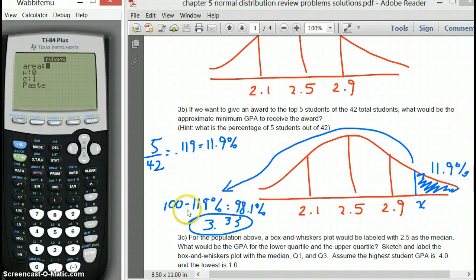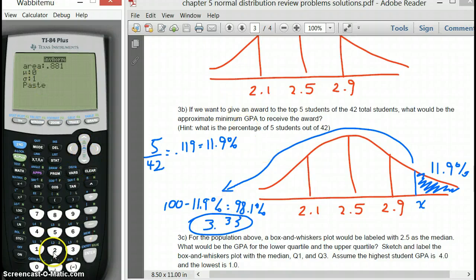Well, you can see the mistake I made here. I did 100 minus 11.9, and it gave me 98.1, which is wrong, right? It should be 88.1. Okay, so the area is going to be 88.1%. Now, when I put that in the calculator, I need to divide by 100, right? So it's 0.881 instead of 88.1.